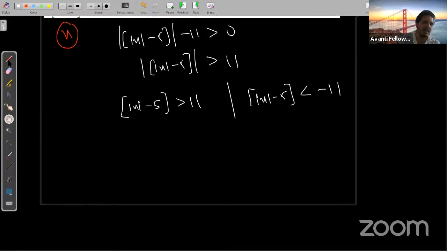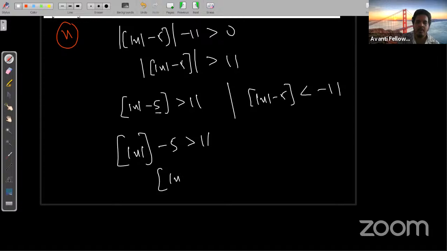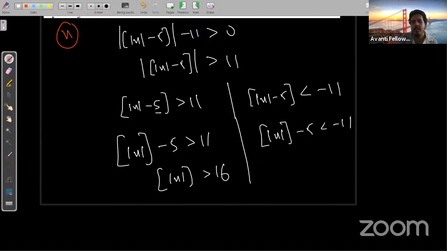So now tell me, whenever you have an integer, you can remove it outside the greatest integer function. Very, very important point. So this is what we got: step of modulus of x is greater than 16. What is the other one? Step of modulus of x minus 5 is less than minus 11, and step of modulus of x is less than minus 6.